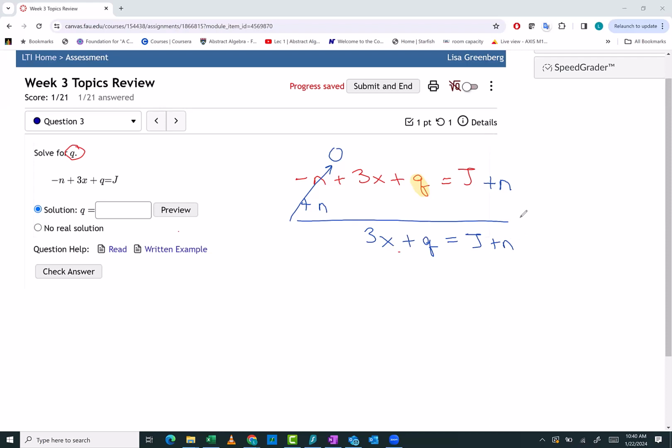Again, I have 3x plus Q. I don't want that 3x there. I want to solve for Q. I can subtract 3x from both sides. When I do that, this goes to 0, and we get Q equals J plus N minus 3x. That's all there is to it.